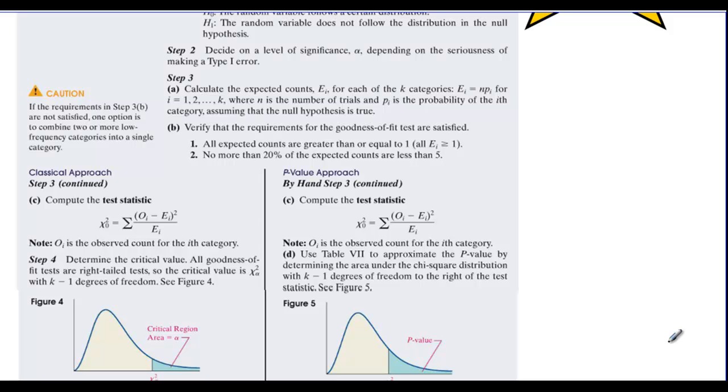All right, and then for step 4, this is where it's going to start to feel like what we were already doing with our previous hypothesis tests. So we're going to determine the critical value, and we'll be looking up the critical value just like we did whenever we were doing hypothesis tests on the mean of a population. And then the goodness of fit tests are all going to be right-tailed tests. So the critical value is chi sub alpha squared with k minus 1 degrees of freedom.